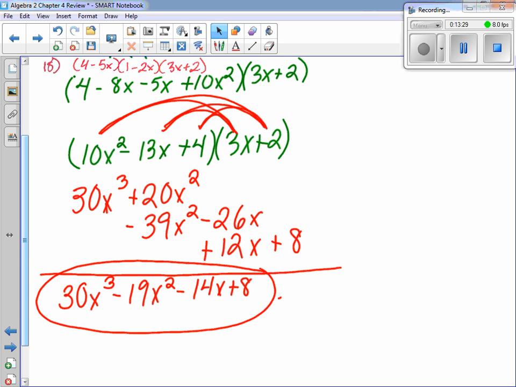Any questions on this here? Any questions on any of this here? So with any of these here, only multiply 2 sets of those parentheses at a time. If there's more than 2, just multiply 2 of them at a time. Then simplify those and continue on. Any other questions on 17, 18, or 19? Are we good with the multiplication? Okay.